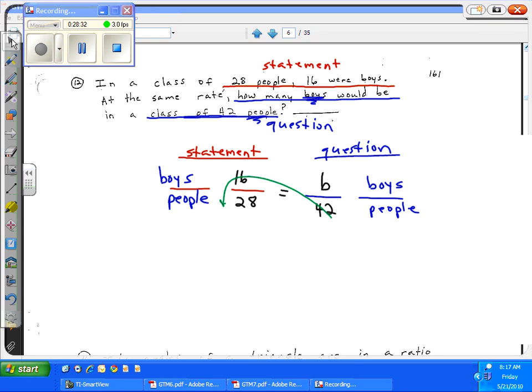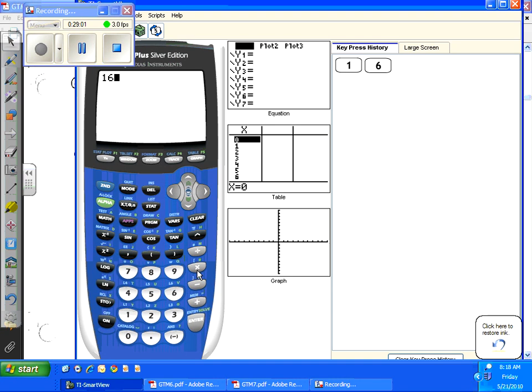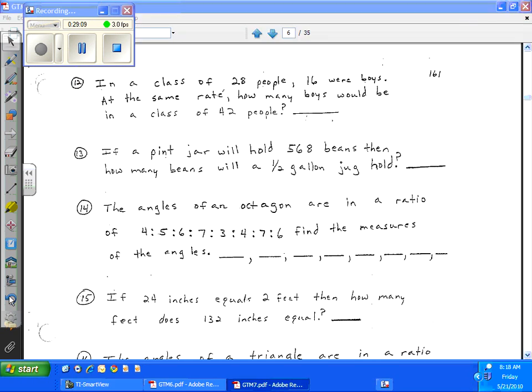Now you can reduce the 16 and 28 if you want, or you just go ahead and multiply. So we're going to have 42 times 16 would be 672. I believe that's 672 is equal to 28 times 2 times b, which is 28b. Let's double check 16 times 42 here on the calculator, which is fine to use. 16 times 42 is 672. That worked out good.